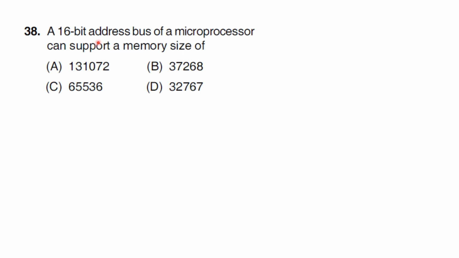A 16-bit address bus of a microprocessor can support a memory size of? In a microprocessor, an n-bit address bus can support a memory size of 2 raised to n. Here it is 16-bit, therefore it can support a memory size of 2 raised to 16, so its value is 65536. Option C is correct.